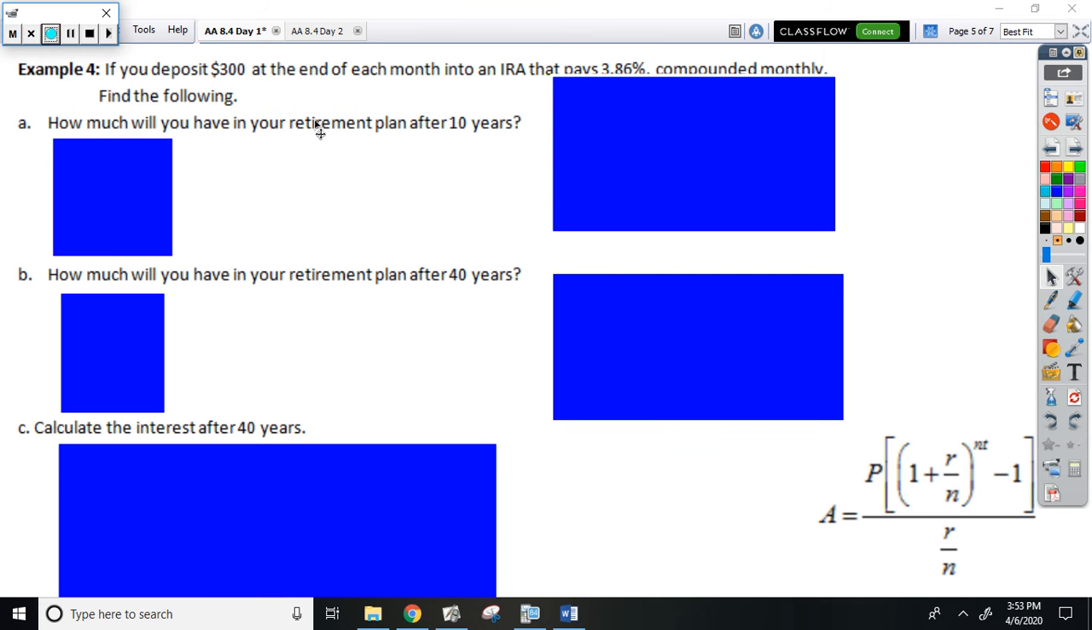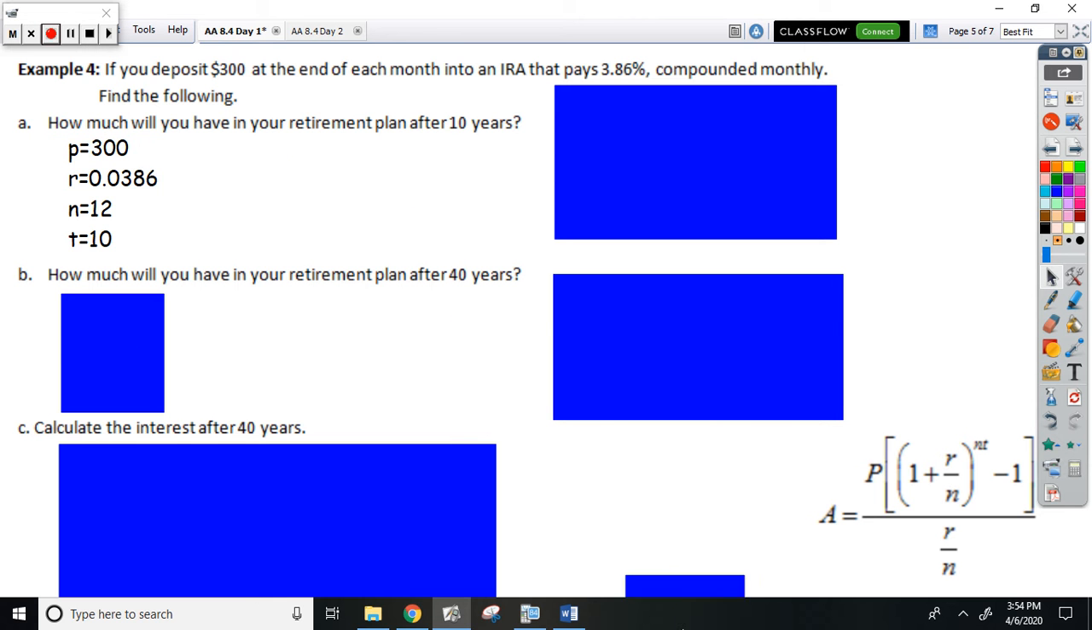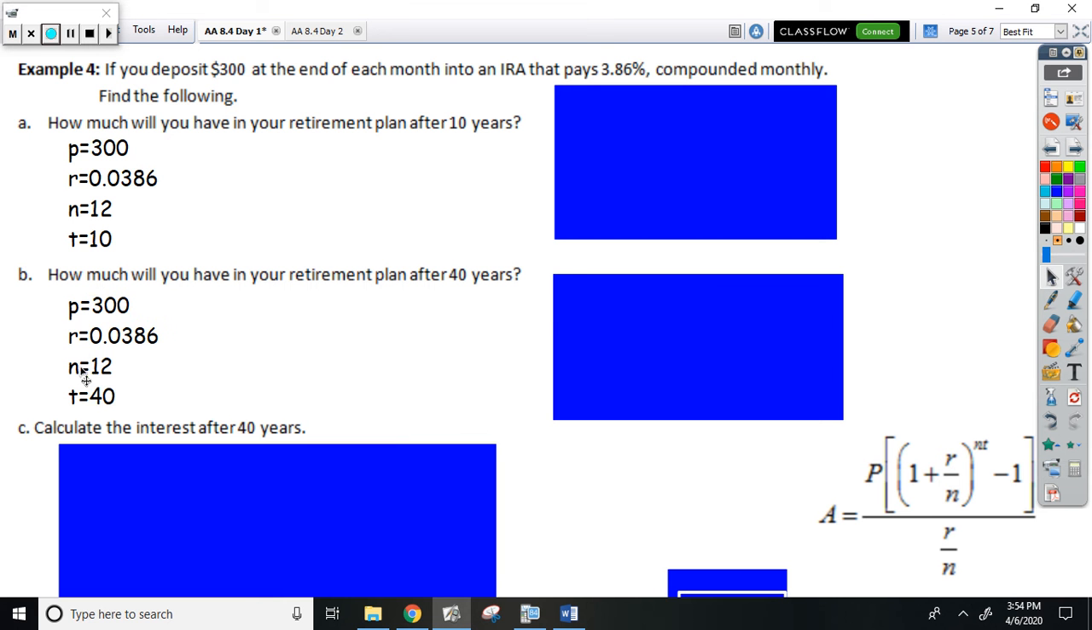Example 4, we have a comparison. Same scenario, $300 at the end of each month into an IRA. IRA is for retirement. Interest rate's 3.86% compounded monthly. We're just going to compare different time periods. So what if we only saved for 10 years versus what if we saved for 20 years? So the only thing changing here is our t value. P will stay 300 in both scenarios. R will be 0.0386 in both. N is 12 in both, but t will be different numbers.